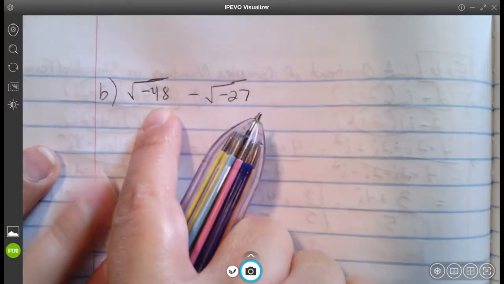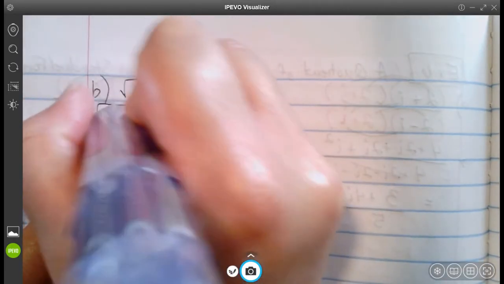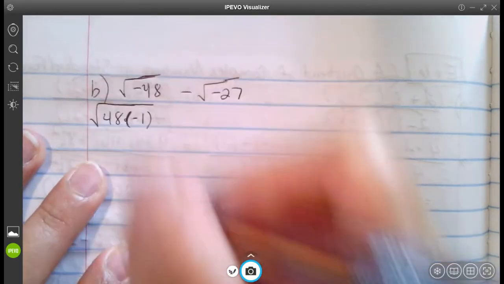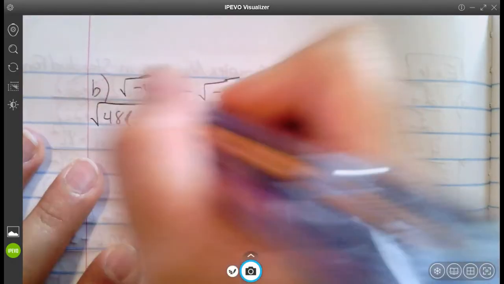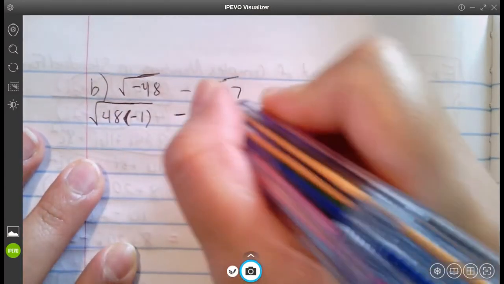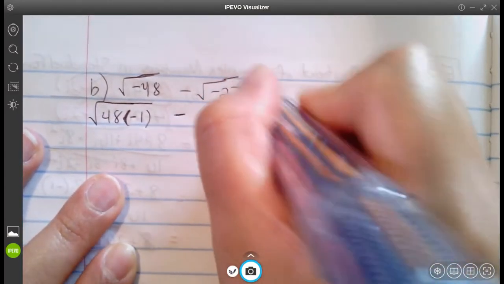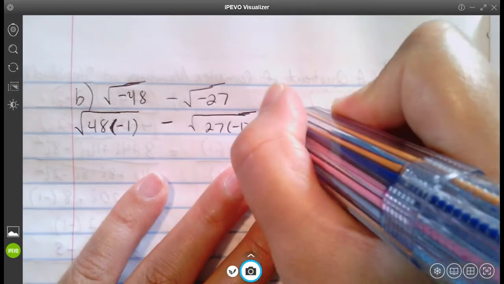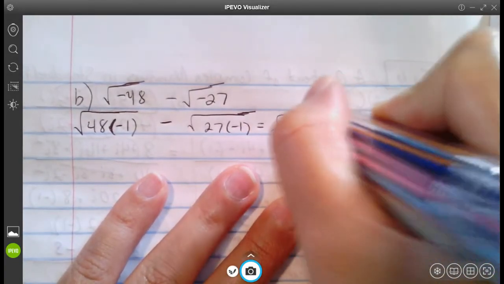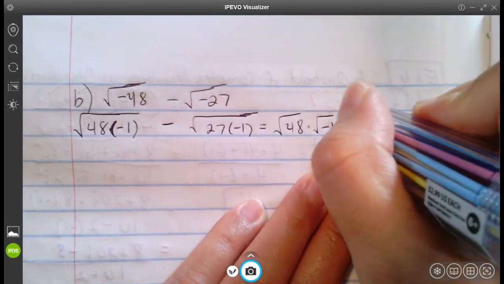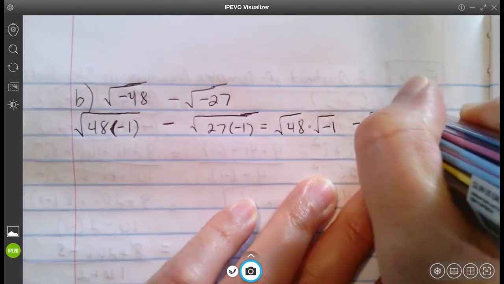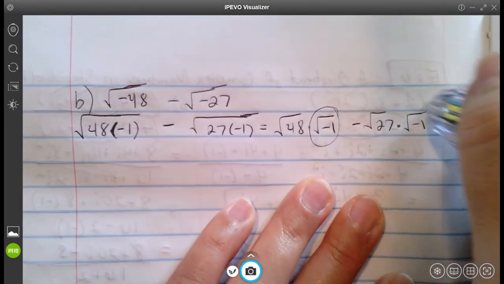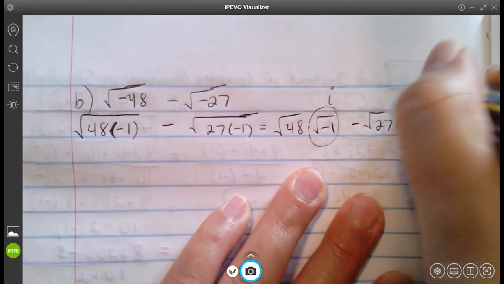Okay, so I'm going to separate this first one as 48 times negative 1. I'll keep it in parentheses just so we don't confuse the dots and the lines. So the square root of 48 times negative 1, minus the square root of 27 times negative 1. Okay, and then we're going to separate them. So we have the square root of 48 times the square root of negative 1, minus the square root of 27 times the square root of negative 1. Remember that this is just equal to an i.